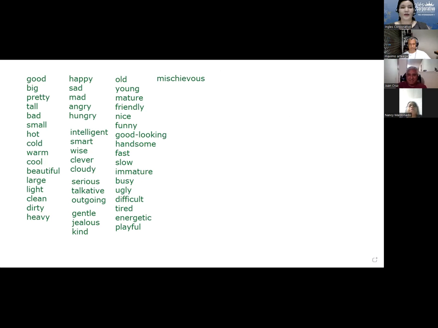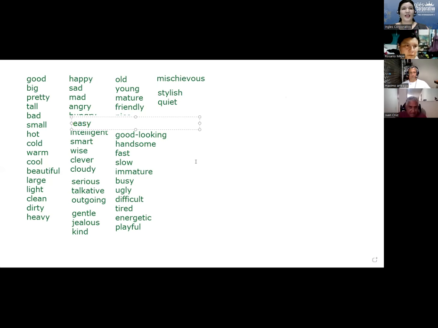Another one. I have one for my students right now. Stylish. Stylish, okay? I have one for you right now, for all of you. Quiet. Difficult. We have difficult, right? Easy. Let's see. We're going to add easy here. Noisy. It's the opposite of quiet, right? Sick. Long. Very good. Long, right? Good.